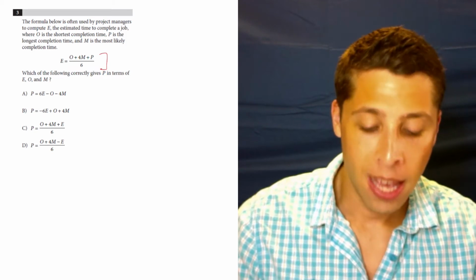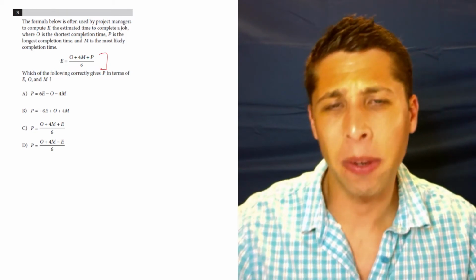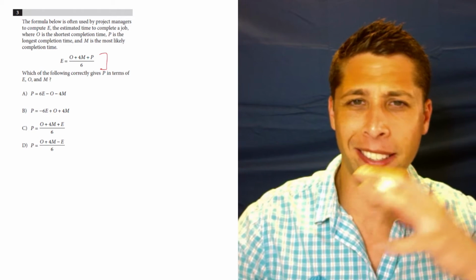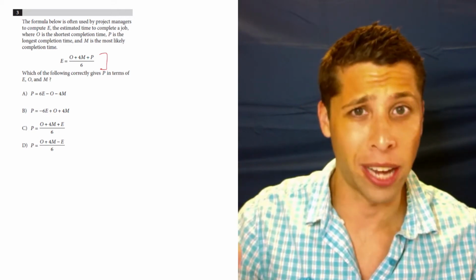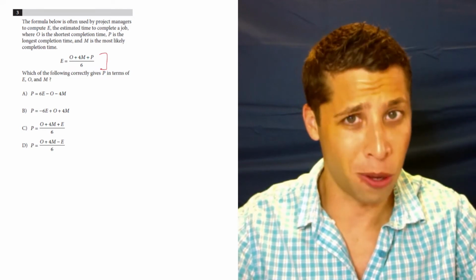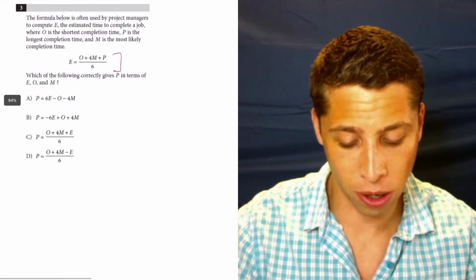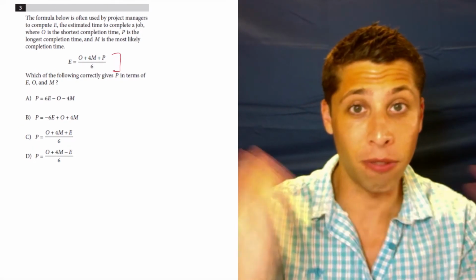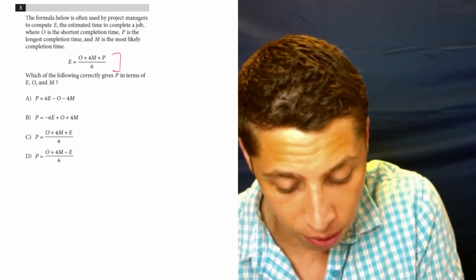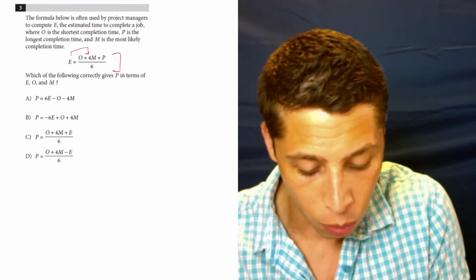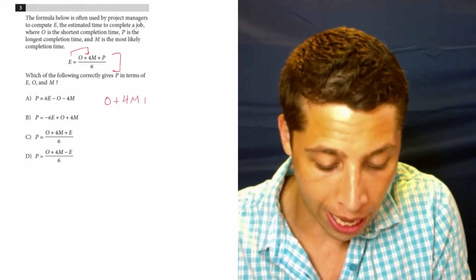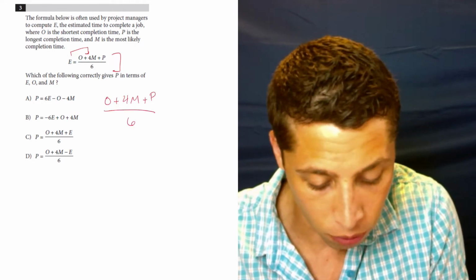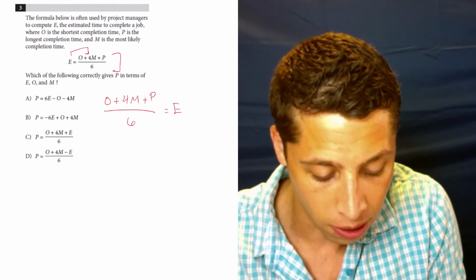Now, I don't think this is necessary, but for some people, the fact that we're moving things away from P and P is still on the right side kind of messes with their head. So if that messes with you, one thing you can do right from the start is just rearrange and flip around the equation. So instead of writing it as E equals this, we could just flip it and say O plus 4M plus P over 6 is equal to E.